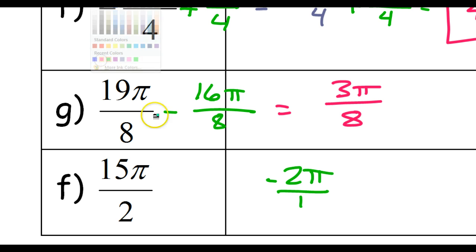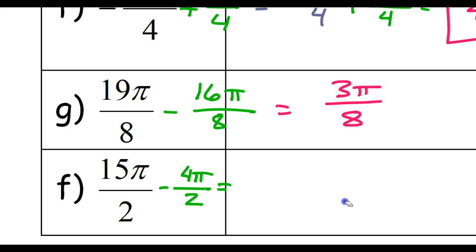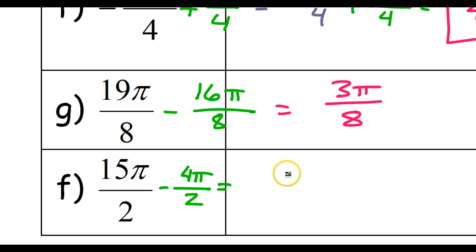But first of all, if I'm going to subtract 2 pi, remember I'm going to wind up needing like denominators. So I'm going to wind up doing this, so I have like denominators. So when I do the subtracting, I'm going to be doing 4 pi. So I'm going to wind up subtracting 4 pi over 2, right? Alright, so if I do that, 15 pi minus 4 pi over 2, that's going to give me 11 pi over 2.